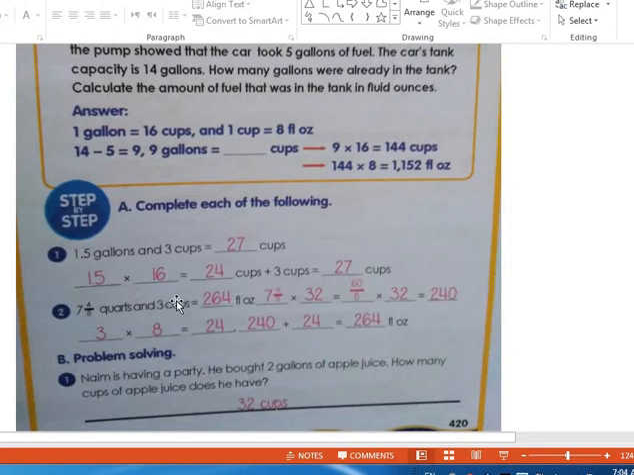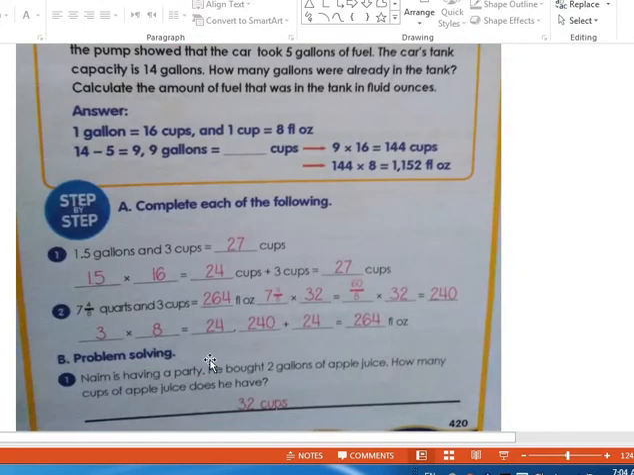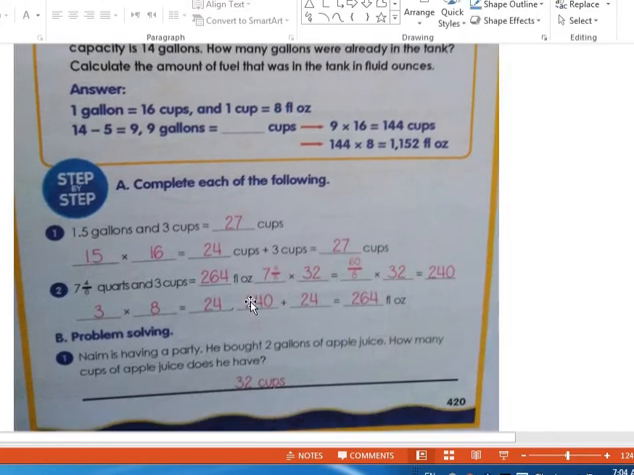3 cups into ounces. Going to the table, have a look at the table. I want to convert from cup to ounces. So what should I do? Multiply by 8. Go back to the question. So 3 cups times 8, the answer will be 24. So I have 240 plus 24, and the answer will be 264 ounces. This is the answer, and this is the details of the answer, the steps.